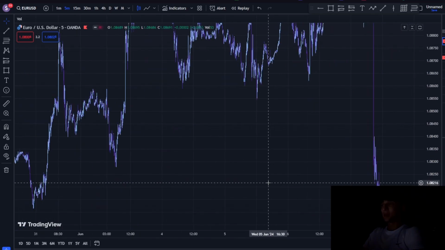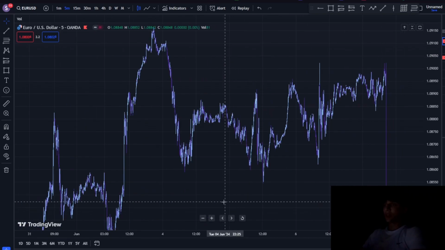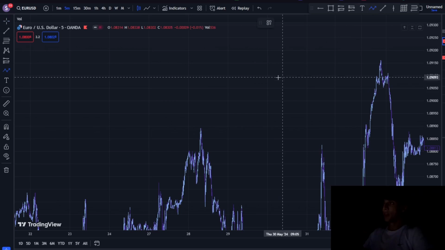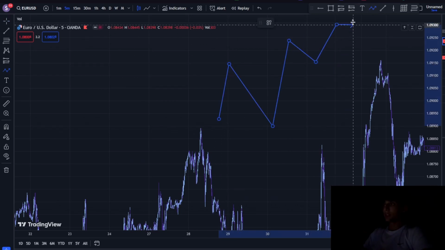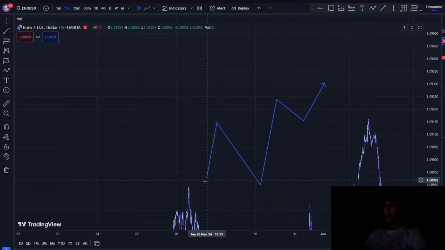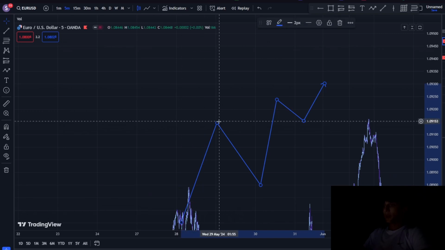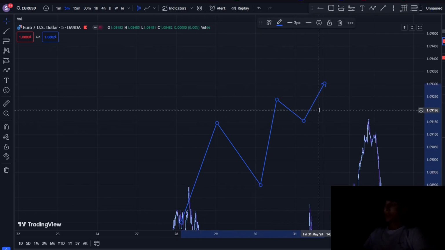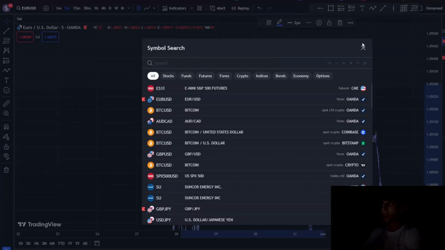Okay, next thing, break of structures. So I talked about this I think in my first video. Market moves predictably. Okay, higher highs, higher lows. Higher high, higher low, higher high, higher low, higher high. Okay, so in some cases it could break structure.